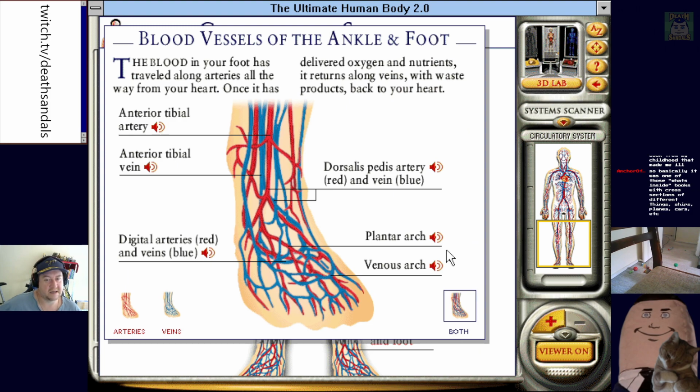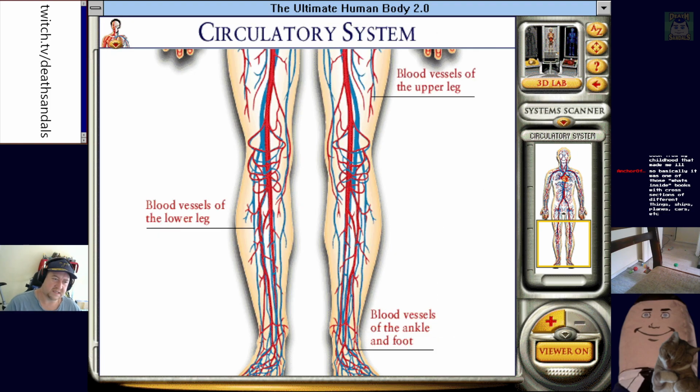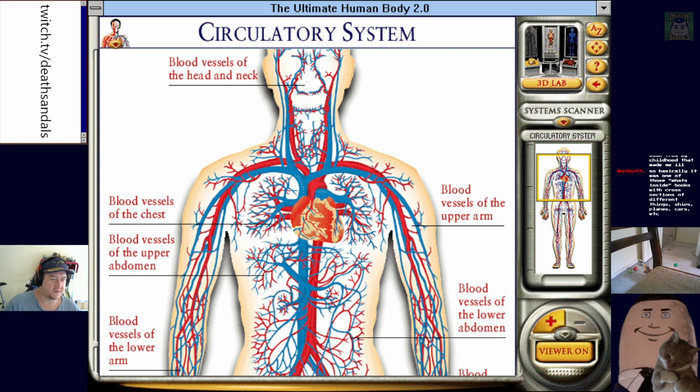Blood vessels. Basically, it was one of those what's inside books with cross sections of different things, ships, planes, cars, etc. Yeah, I vaguely remember having a generalized one as well. Don't know what it was called for the life of me, but I remember people eventually getting them. I know the Star Wars ones got really popular. For all the Star Wars nerds.